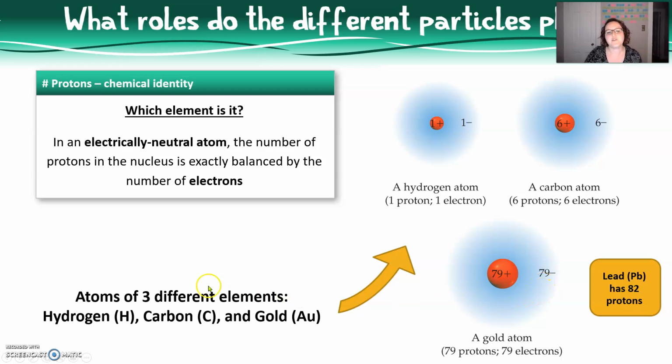In an electrically neutral atom, the number of protons in the nucleus is exactly balanced by the number of electrons. This is because protons have positive charges and electrons have negative charges, so neutral elements should have charges that match, as this forms a stable attraction between these subatomic particles.